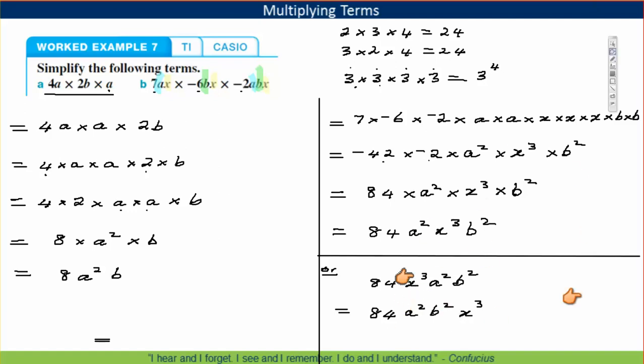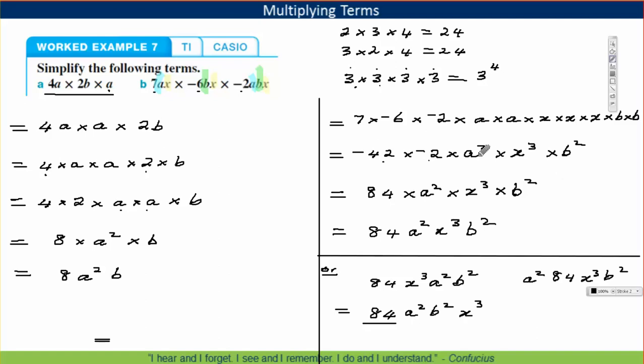I'd accept any of those three. The convention is always to write the numerical part at the front, so don't write something like this. Well, probably won't mark it down, but your communication. So try not to write a squared, 84 x cubed b squared in your final answer. Try to always put the coefficient, the numerical coefficient, out the front, the 84.